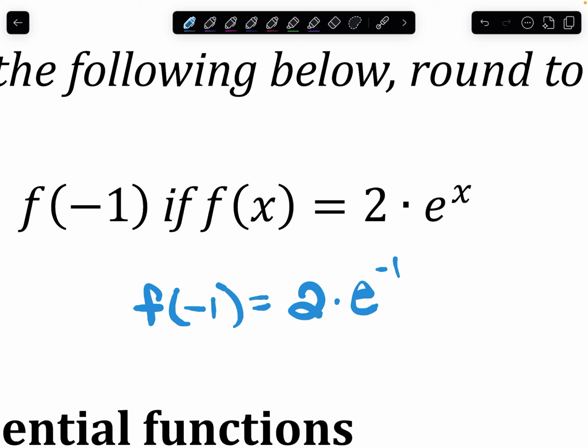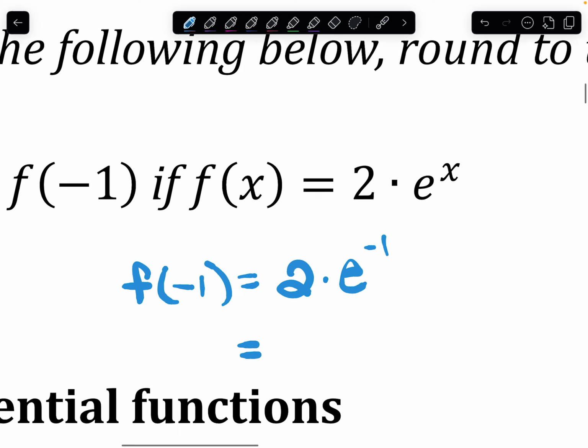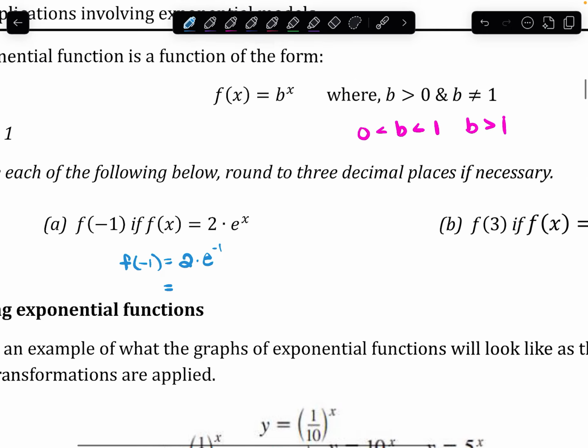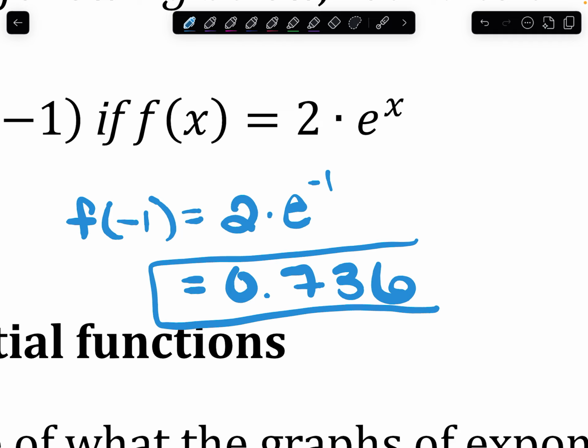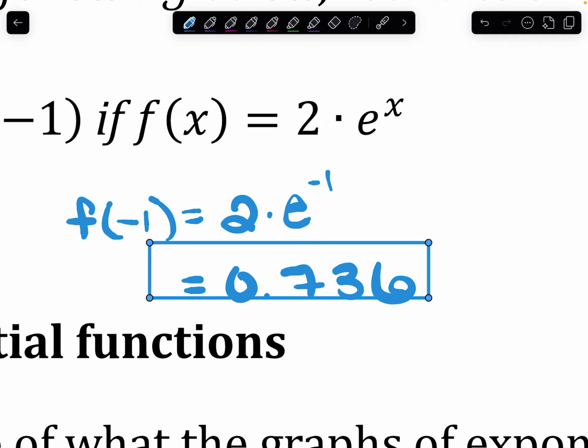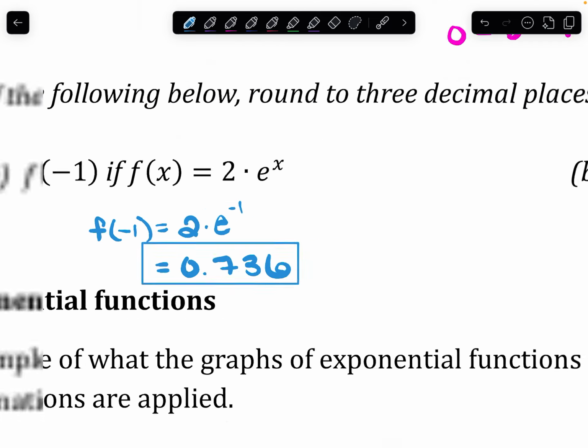Go to your calculator and you're looking for your e button. Make sure you get it to the -1 power, and it's going to tell us, let's see, we were told to round to 3 decimal places, so it is 0.7357, so that would be 0.736. Make sure you're very careful with your rounding rules here. All right, the next one.